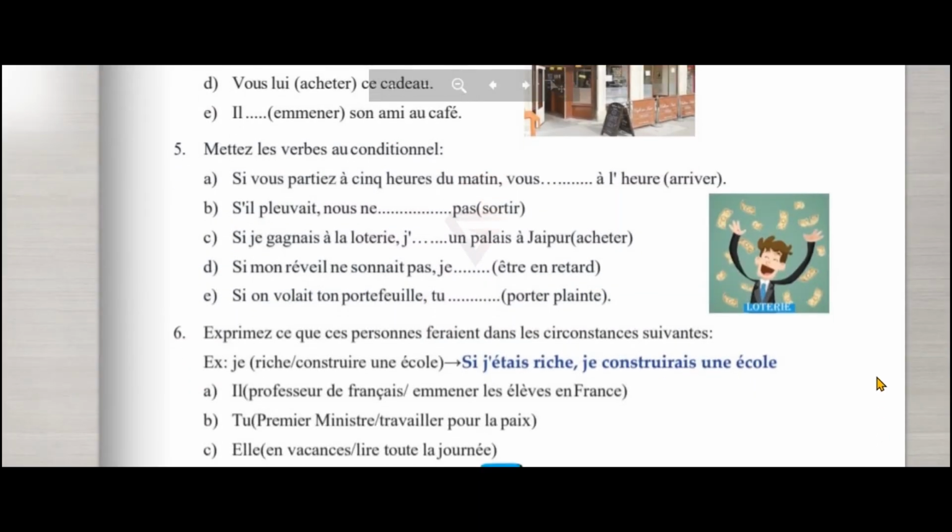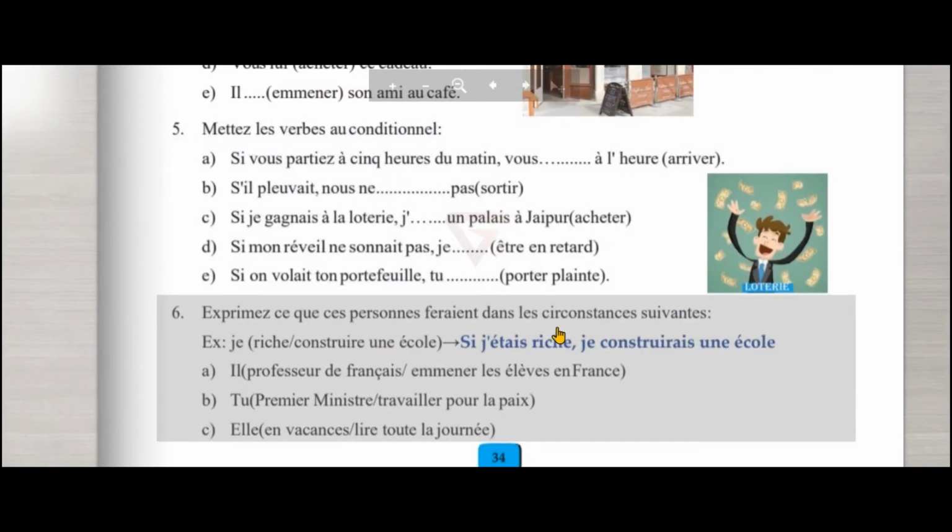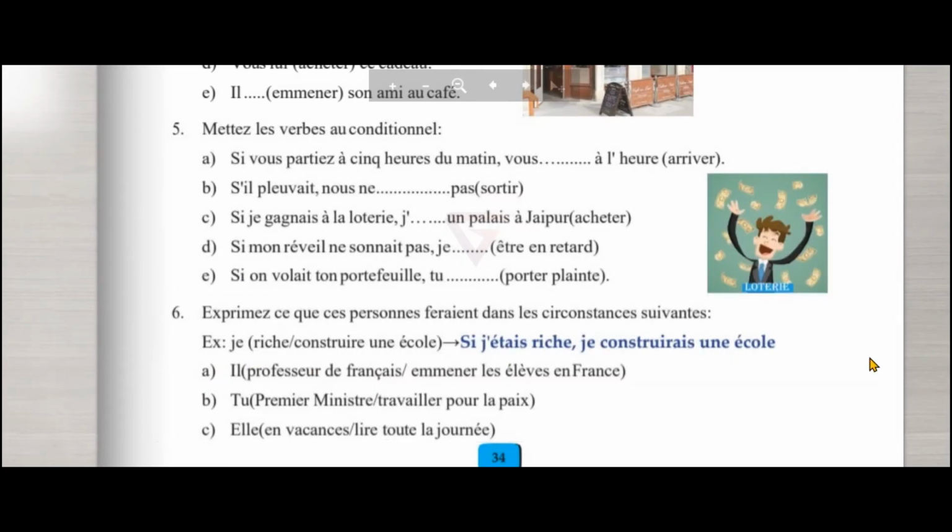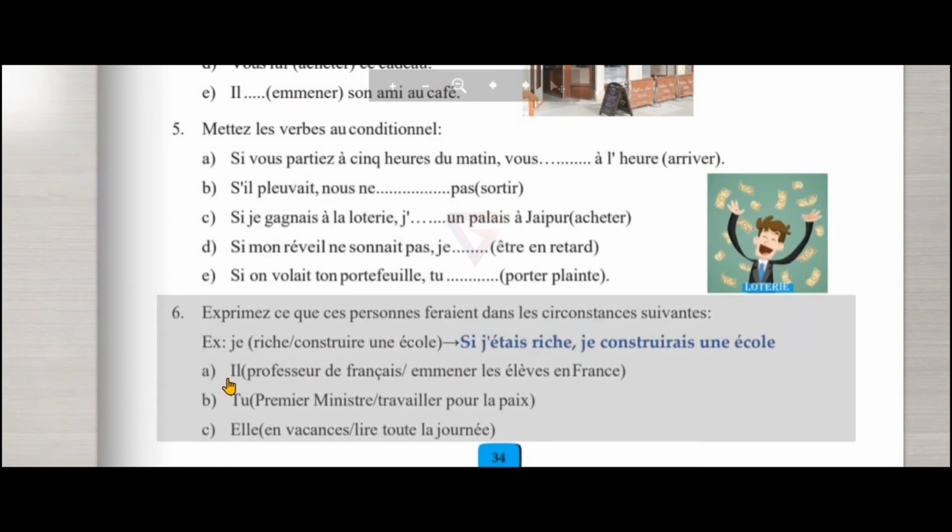The next exercise again is using the conditional tense. They're giving you an example. If I were rich, I would construct a school. So this basically, if followed by the imparfait, gives you the conditional tense. So the first part of the answer, we are making use of the verb être in the imparfait form, followed by the conditional tense, right?